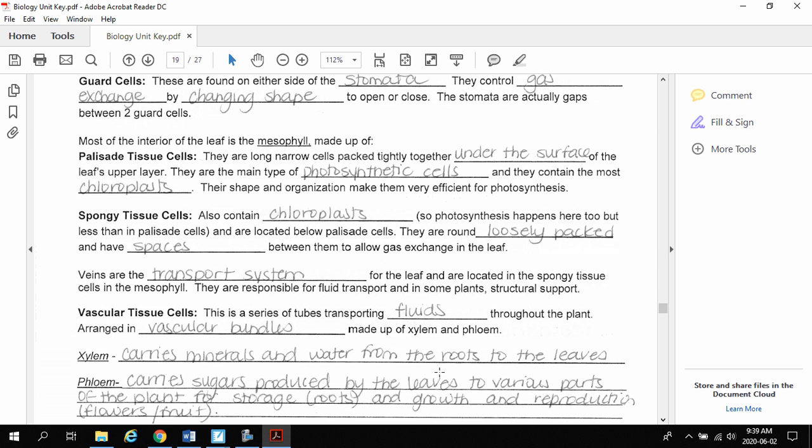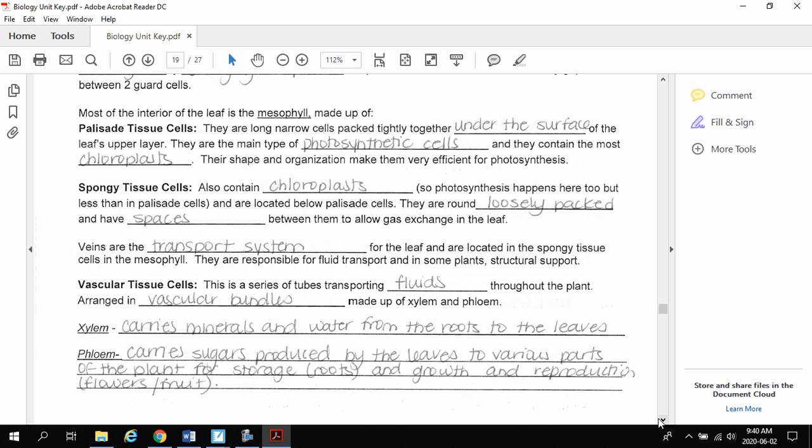So the vascular tissues here are a series of tubes transporting fluids throughout the plant. They're arranged in vascular bundles. Sorry, that's really hard to read. Vascular bundles are made up of xylem, X-Y-L-E-M, and phloem, P-H-L-O-E-M. So these are the roles of these two things. This is really important. This allows transport of materials throughout the plant, which is very important for the plant to survive.